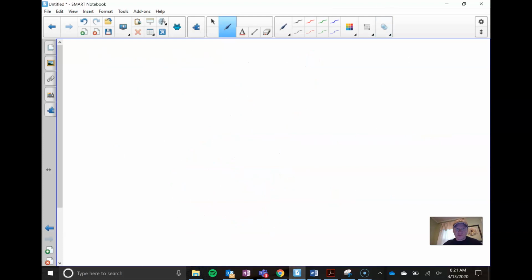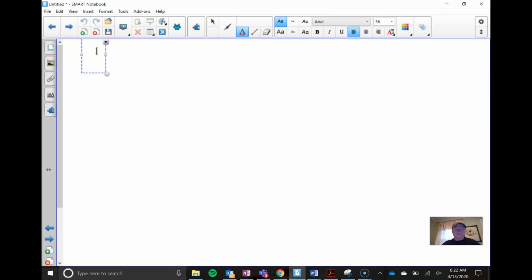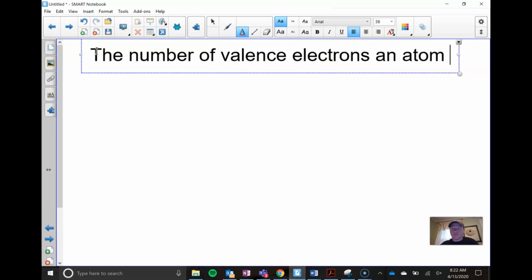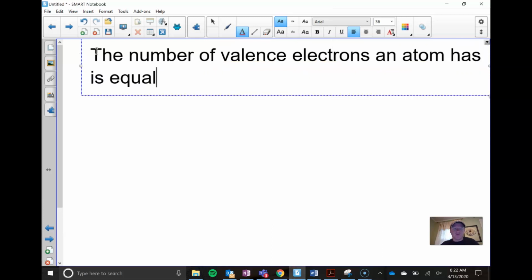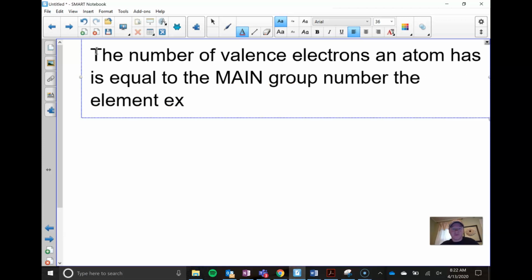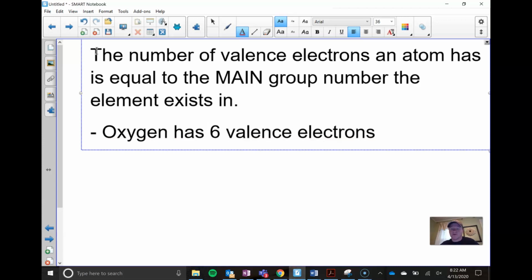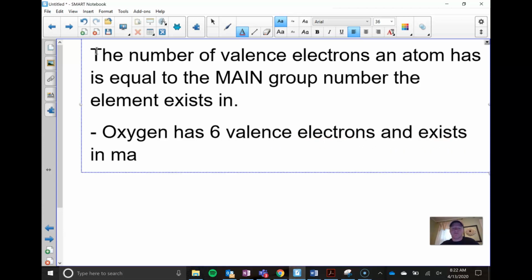I'm going to type that out in words for you. The number of valence electrons an atom has is equal to the main group number the element exists in. For example, oxygen has 6 valence electrons and exists in main group 6. Okay, so that's the pattern.